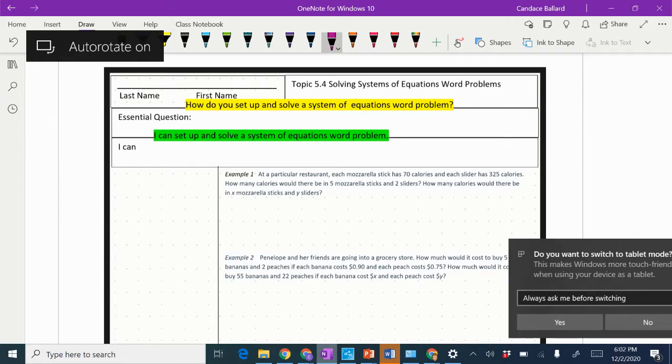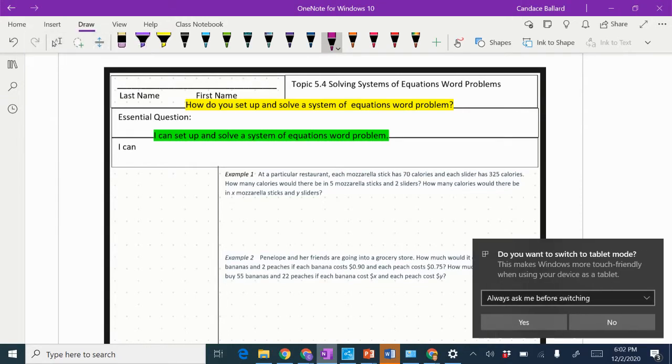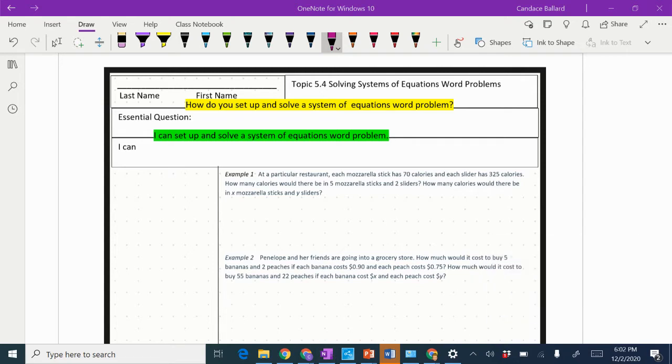In this video, we're going to talk about topic 5.4, which is solving systems of equations word problems. So we're going to learn how to set up and solve a system of equations word problem. And you're going to be able to say, I can set up and solve a system of equations word problem. So we're going to look at example 1.